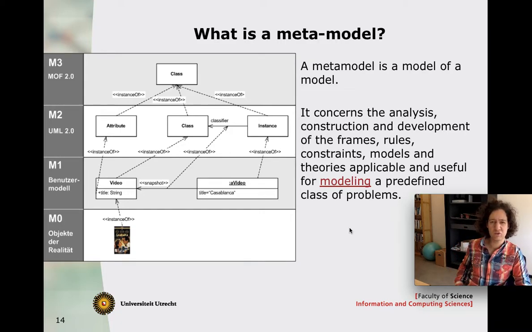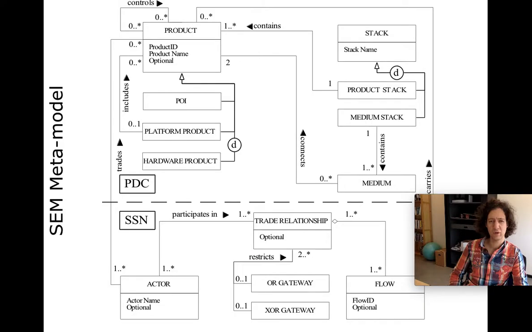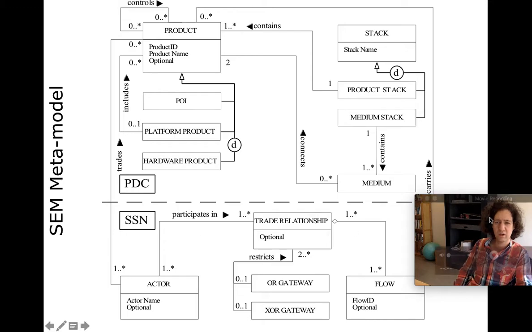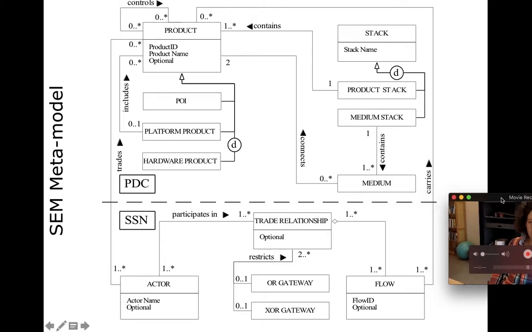So metamodeling concerns the analysis, construction, and development of the frames, rules, constraints, models, and theories applicable and useful for modeling a predefined class of problems. So moving along to a metamodel that we've created. So here you can see the connections between the product deployment context and the software supply network.